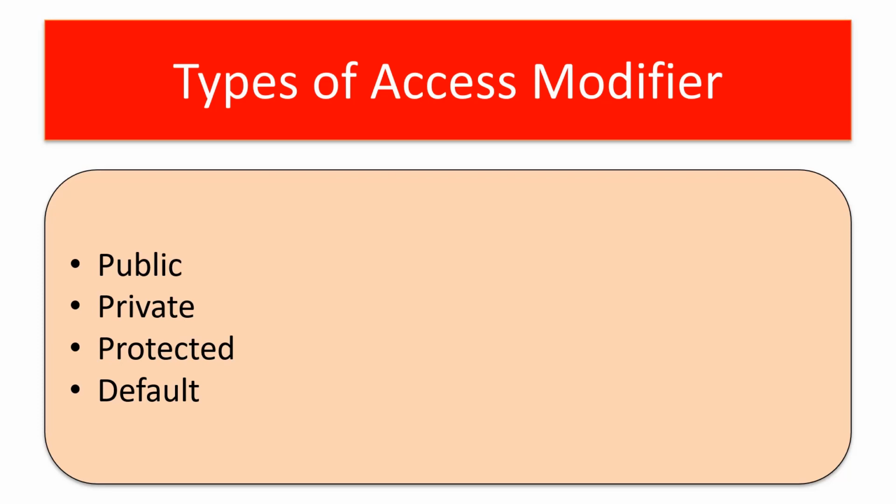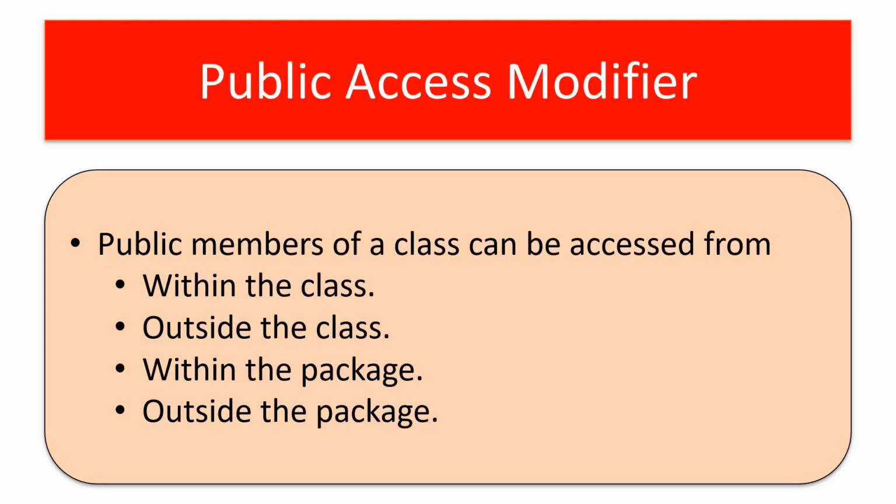So there are four types of access specifiers: public, private, protected and default. We will look into the public access modifier now. Whenever a variable or a method is declared as public, it can be accessed from within the class, outside the class within the package, and outside the package as well. So let us have an example code and justify the definition here.